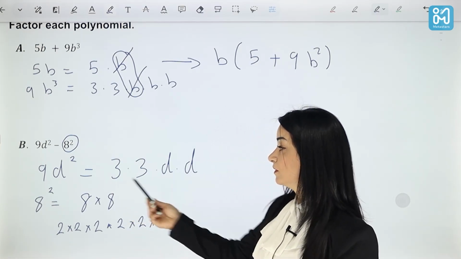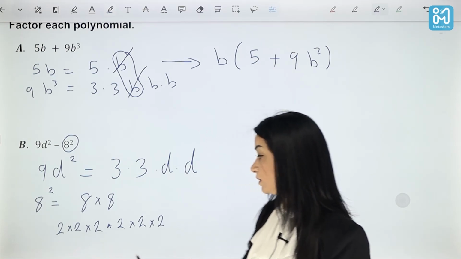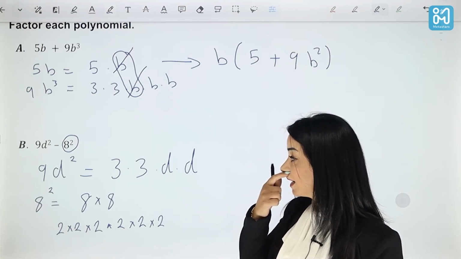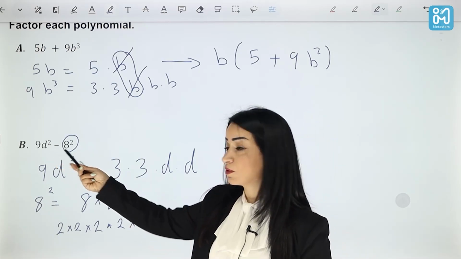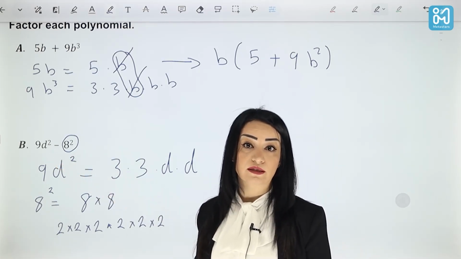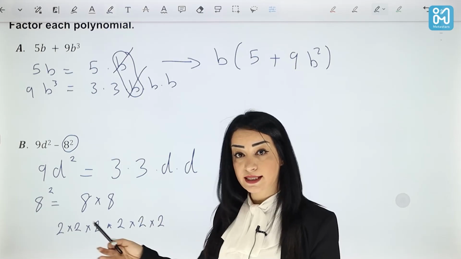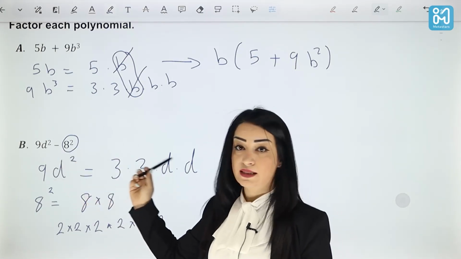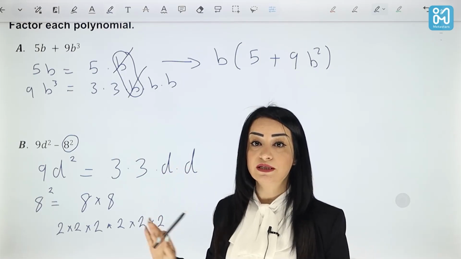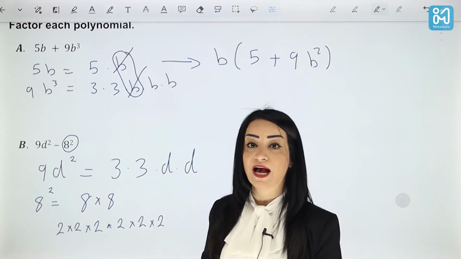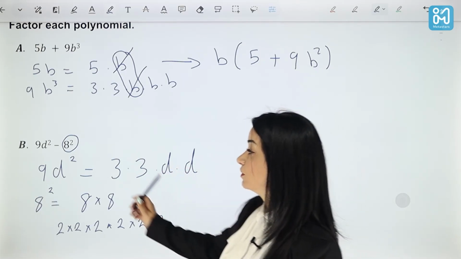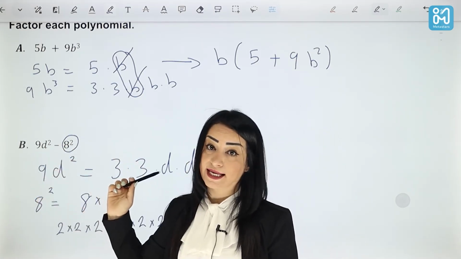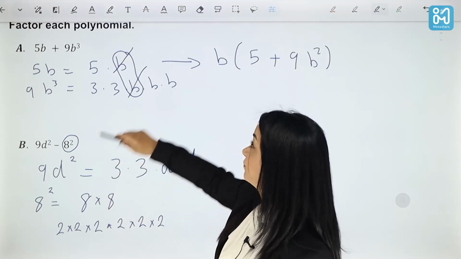Now, between the first term and the second term, do I have any common factor? No, I don't have any common factor between 9d squared minus 8 squared. So can I take anything out as a common factor? Of course not. This is already in its simplest form, it cannot be factored more. I can't factor more.